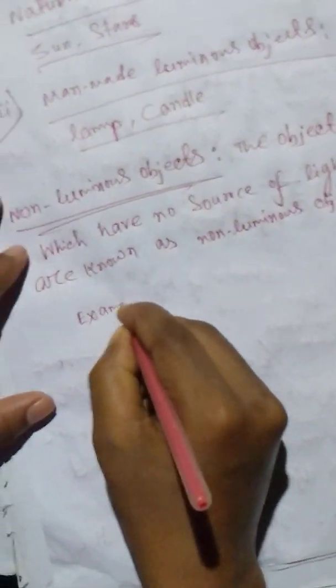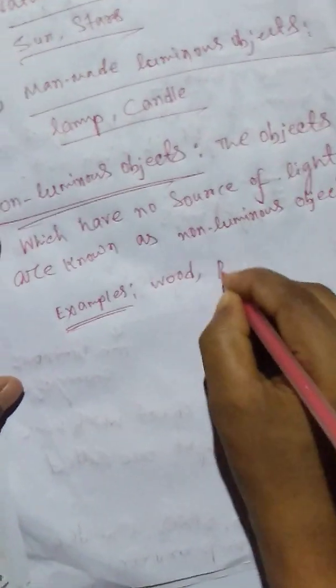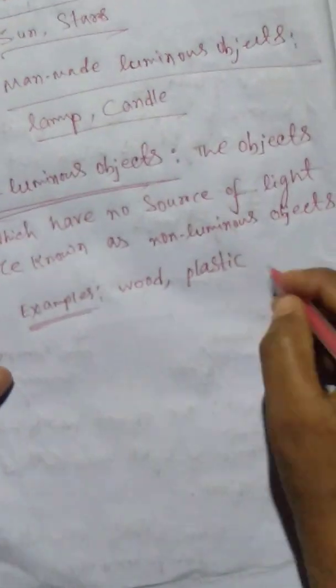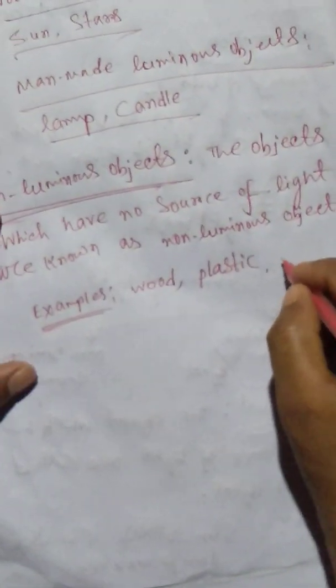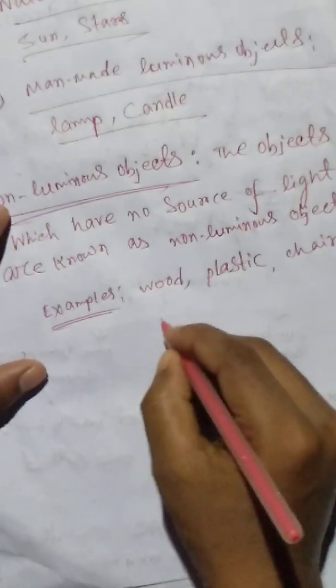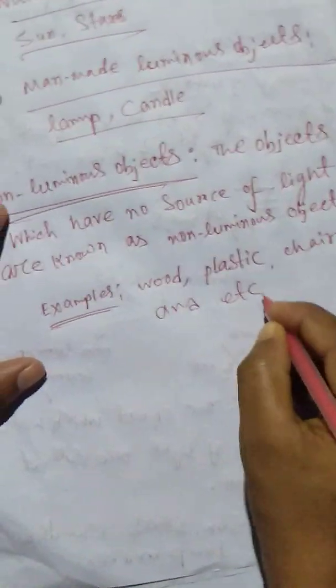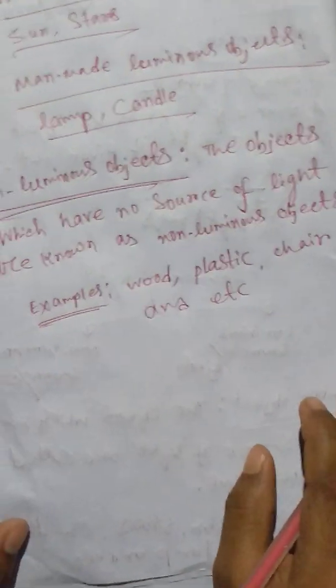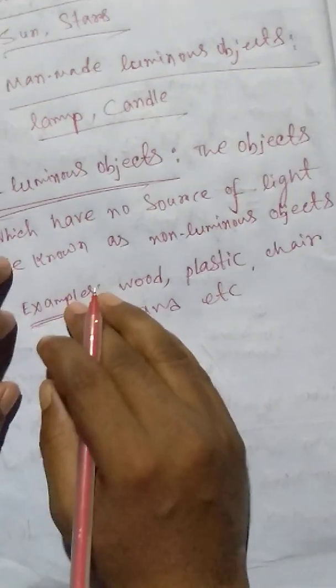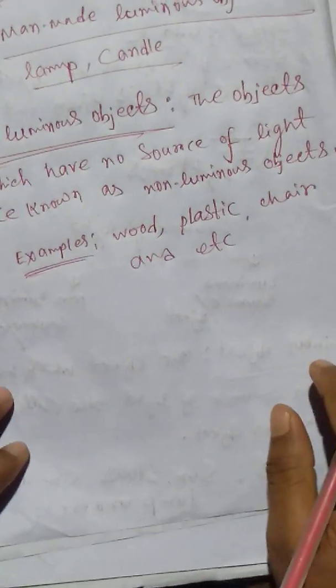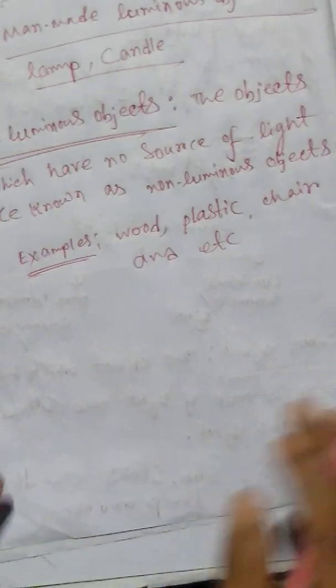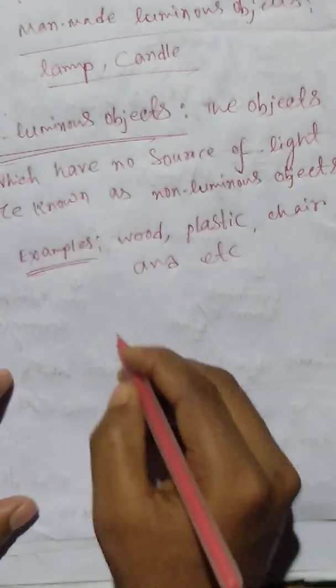Examples are wood, plastic, chair, and so on. These are all examples of non-luminous objects. Now we have already finished the discussion about luminous and non-luminous objects. We see the basic differences between the luminous and non-luminous object.